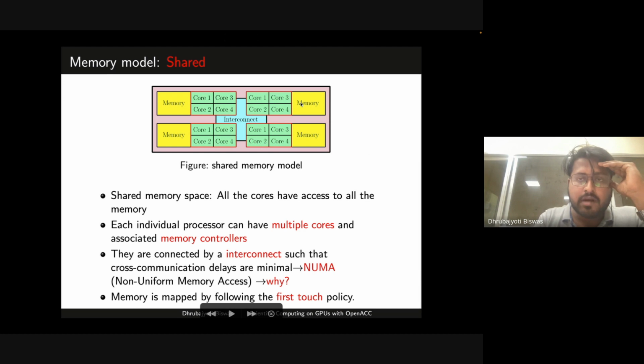The other question is how memory is mapped. That follows something called the first touch policy. I'll explain what that is. Let's say core 1 has to assign some memory, some array or some variable, in the memory it is connected to on the right hand side. First touch says that the thread executing on core 1 will assign memory in this part. Whichever thread gets first access to it will be assigned that part of the memory. Why is this done? Again, it comes back to NUMA. It will try to allocate that memory or variable in the memory nearest to it.